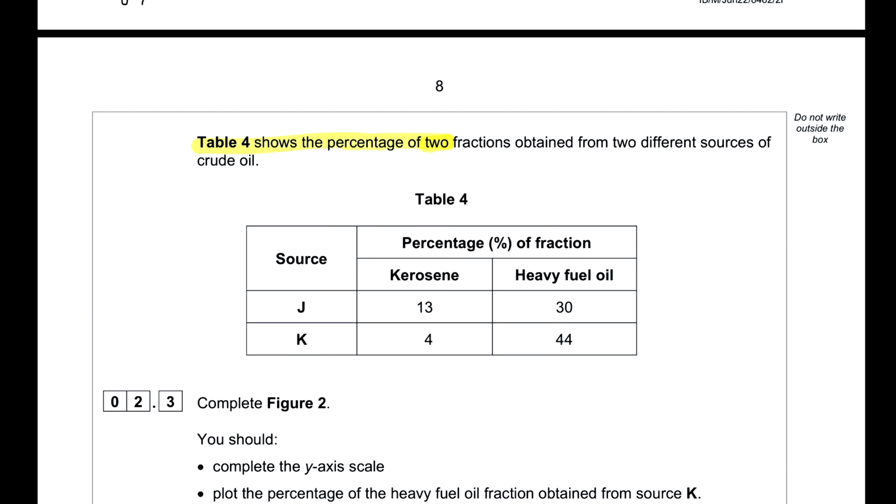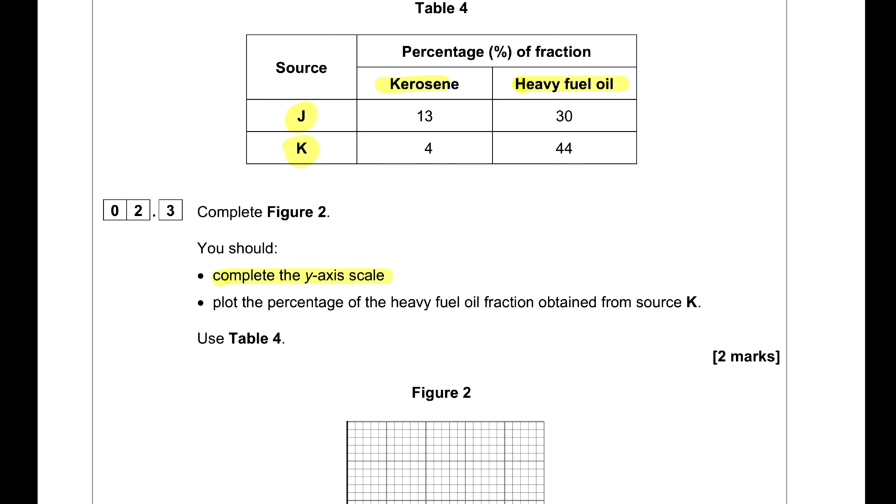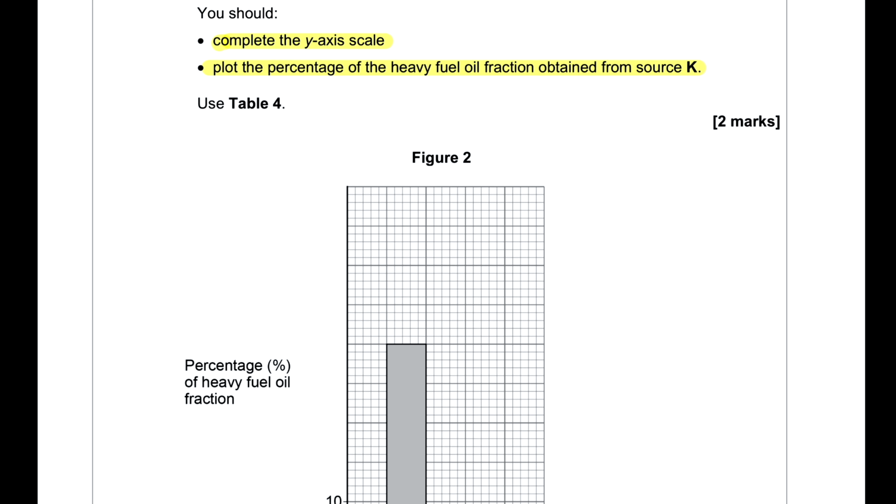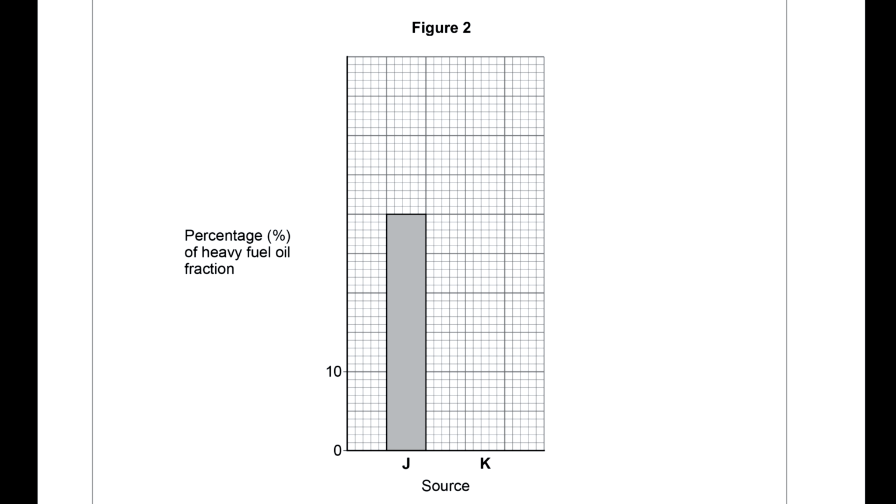Table 4 shows the percentage of 2 fractions obtained from 2 different sources of crude oil: kerosene and heavy fuel oil, sources J and K. Complete the y-axis scale. Plot the percentage of heavy fuel oil fractions obtained from source K. So J is already done. Now K, 44. So this is 10, then the next one will be 20, 30, 40, 50.